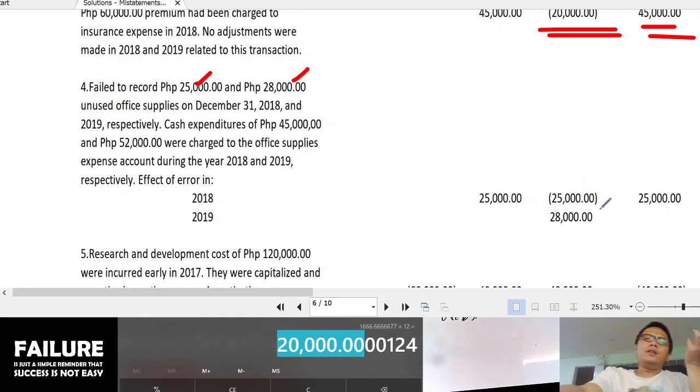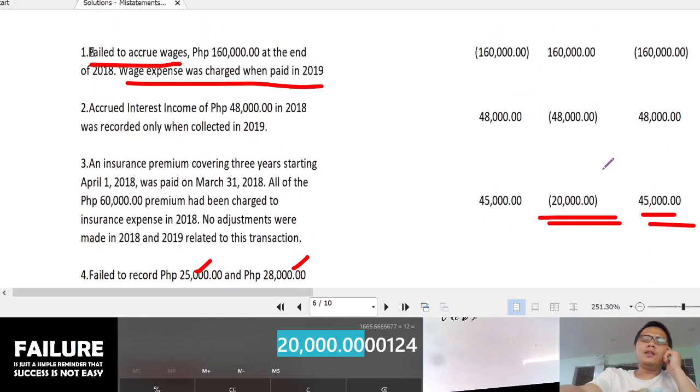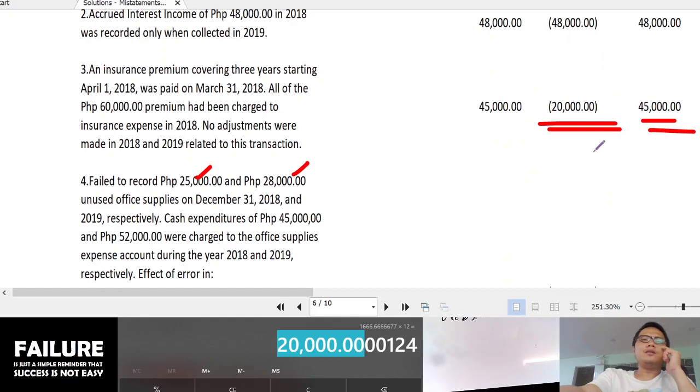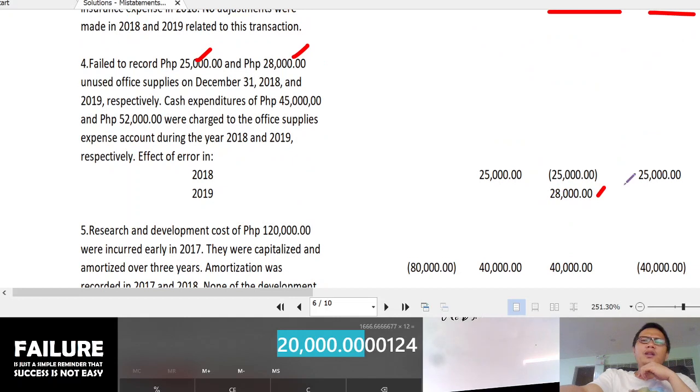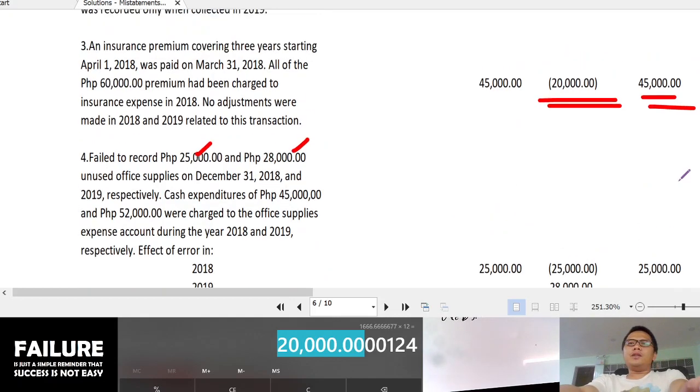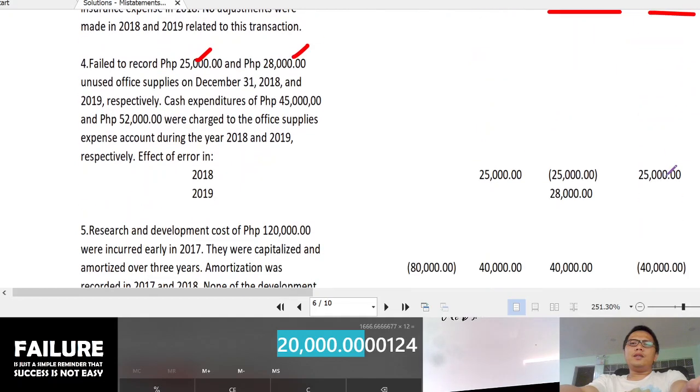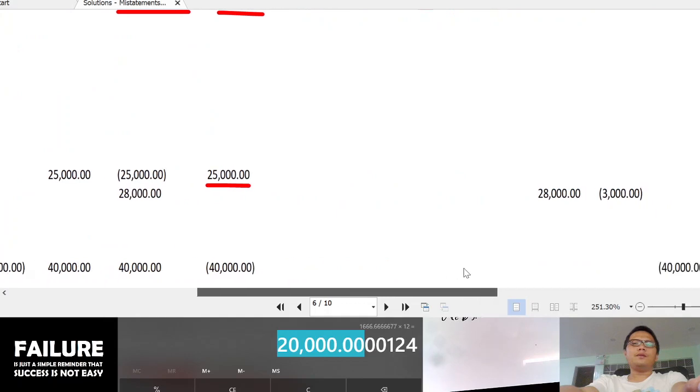The 2019 error, which is itong 28,000, is that yung effect niya sa 2019 net income natin, it will obviously understate your net income by 28,000. Kasi yun nga, sumobra ka ng expense, di ba? Sumobra ka ng expense. So, as to sa retained earnings, okay, the retained earnings is understated by 25,000.